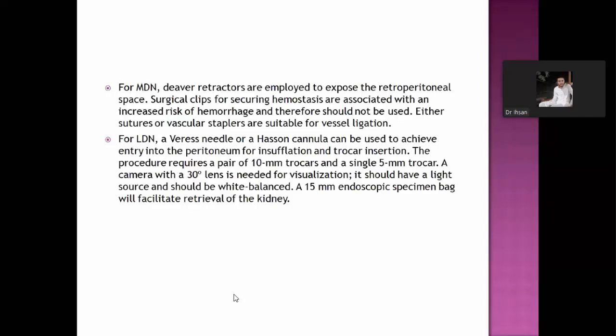For LDN, various needles or Hasson cannula can be used to achieve entry into the peritoneum for insufflation and trocar insertion. The procedure requires a pair of 10 mm trocars and a single 5 mm trocar. A camera with a 30-degree lens is needed for visualization. It should have a light source and a wide-angle lens. A 15 mm endoscopic specimen bag will facilitate retrieval of the kidney.